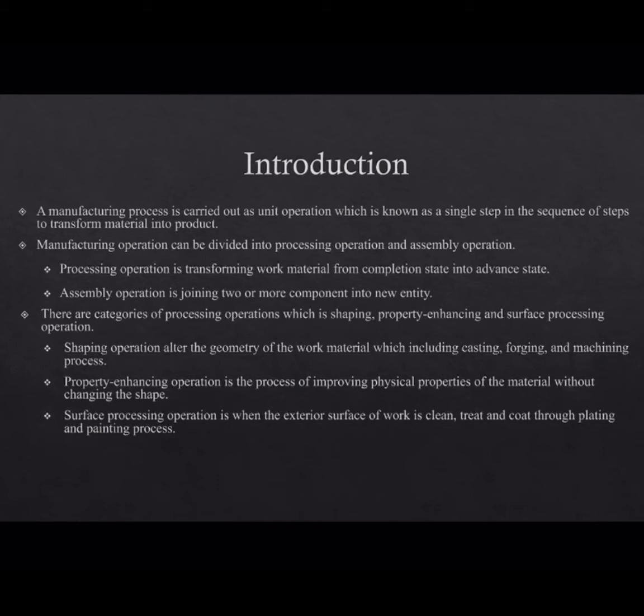Shaping operation is to alter the geometry of the work material, including casting, forging and machining process. For property enhancing operation, the process is about improving physical properties of the material without changing the shape. For surface processing operation, it is when the exterior of the work is cleaned, treated and coated through plating and painting process.